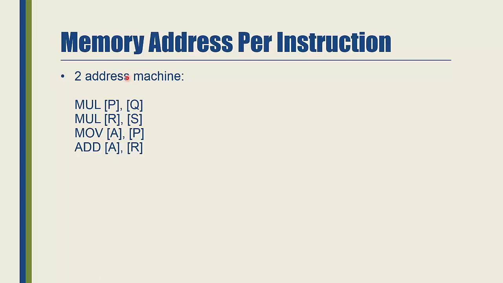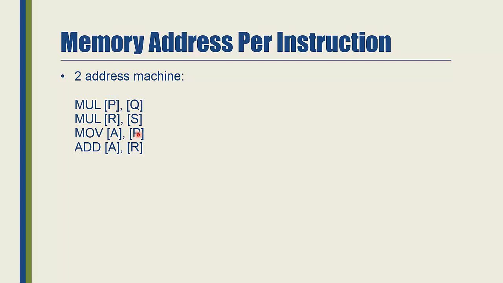How do we do it in a 2 address machine? We can only have 2 addresses per instruction, which means we will need more instructions. Just now for the 3 address machine, we needed only 3 instructions. Over here, we need 4 instructions. We multiply Q with P, keep in P. Then we multiply S with R, keep in R. And then we take the other one, put in a separate address. For example, we put P, which is actually now containing the multiplication of P and Q.